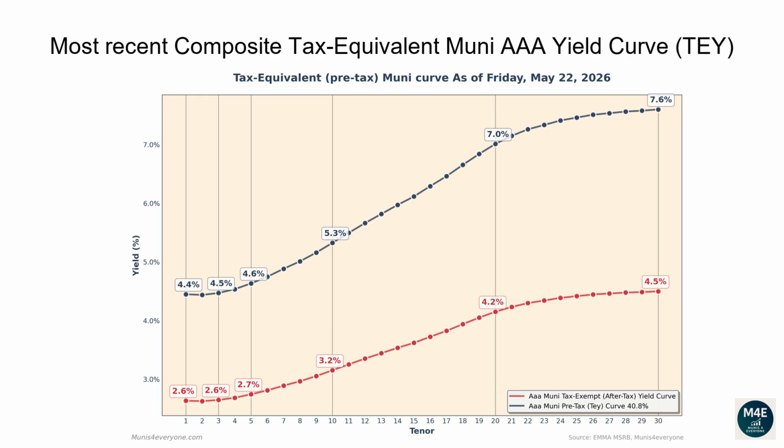The one-year tax-exempt yield is 2.63%, corresponding to a 4.44% tax-equivalent yield for investors in the top tax bracket. The two-year tax-equivalent yield is 4.44%. The 5-year tax-equivalent yield is 4.63%. The 10-year tax-equivalent yield is 5.33%. The 20-year tax-equivalent yield is 7.01%. The 30-year tax-equivalent yield is 7.6%.